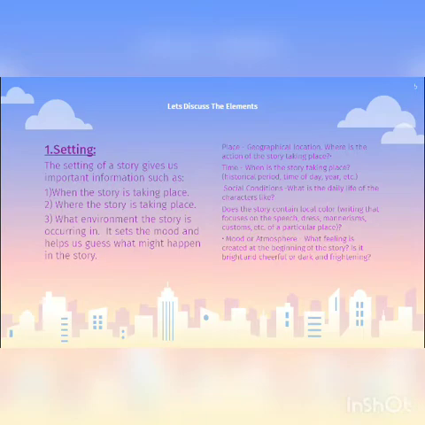The setting of a story gives important information such as when the story is taking place, where the story is taking place, what environment of the story is occurring in. It sets the mood and helps us to guess what might happen next in the story. It could include place, time, social conditions, mood, or atmosphere.